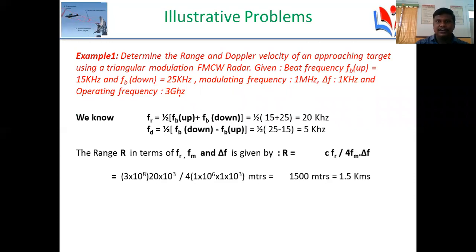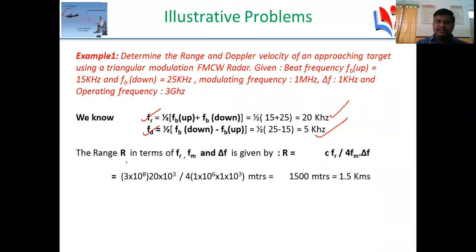Now we need to find out R. See this one. The range frequency we can calculate by taking half of the sum of beat up frequency plus beat down frequency. So we can write 1 by 2 into 15 plus 25, that is equal to 20 kilohertz. The Doppler frequency is half of the beat down frequency minus the beat up frequency, that is taken as 5 kilohertz.